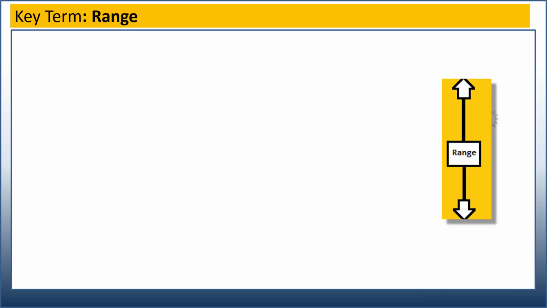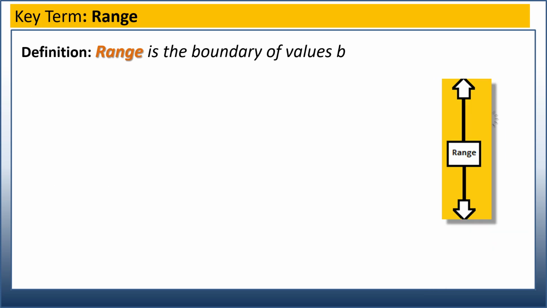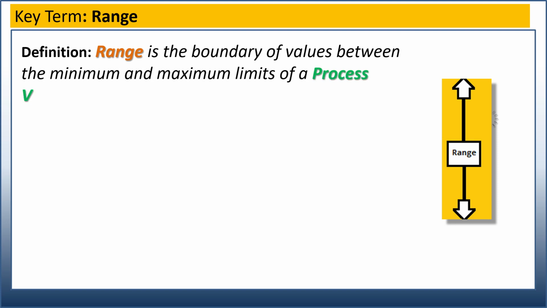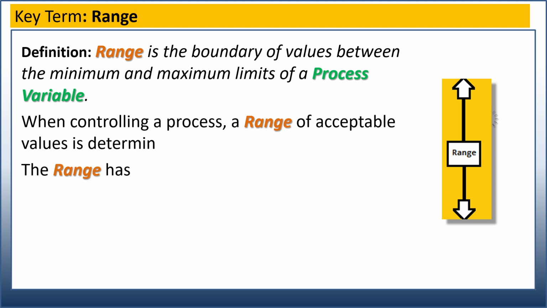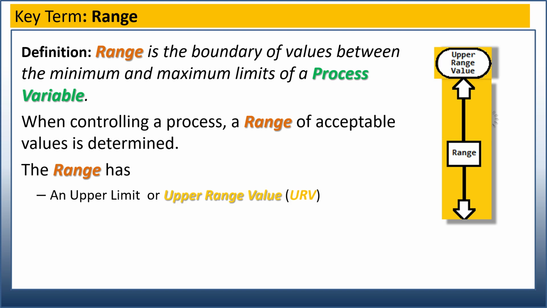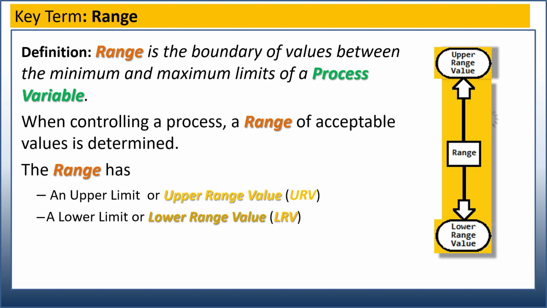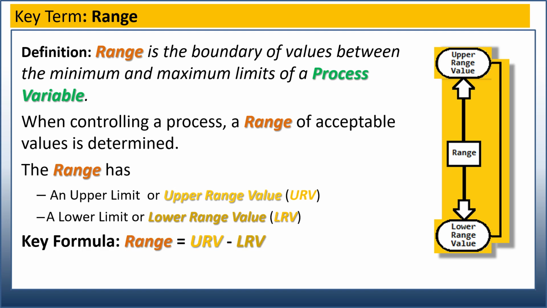We come to our first key term, range. Range is the boundary of values between the minimum and maximum limits of a process variable. When controlling a process, a range of acceptable values is determined. The range has an upper limit, or an upper range value, and a lower limit, a lower range value. To determine the range, you simply take the upper range value and subtract the lower range value.